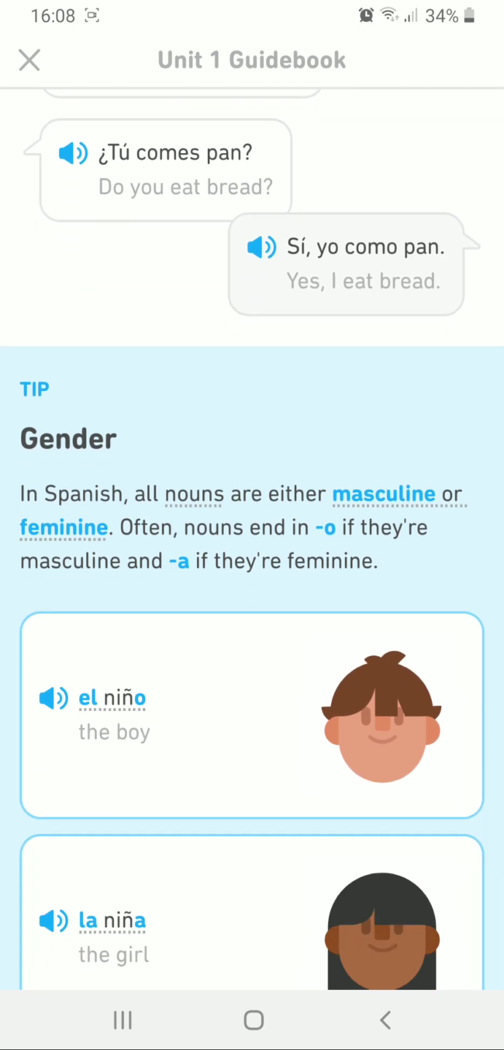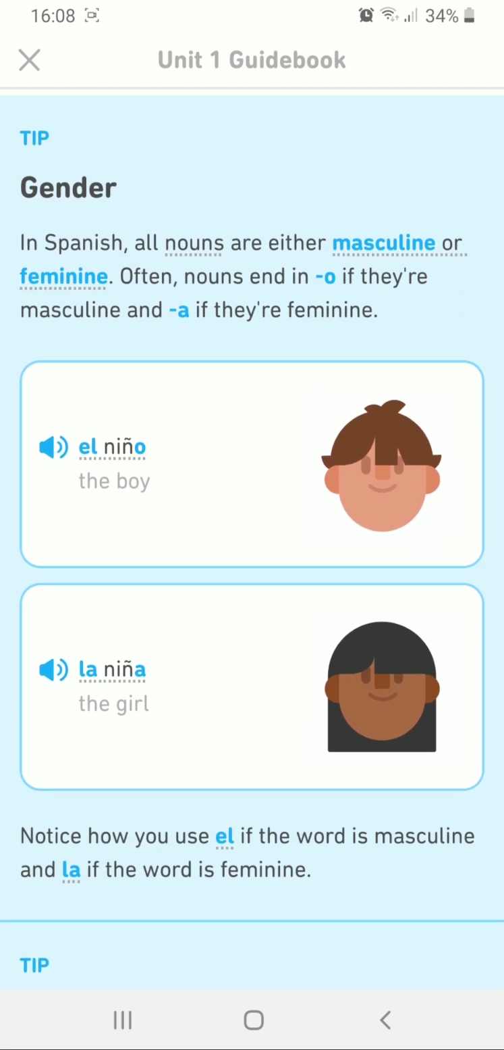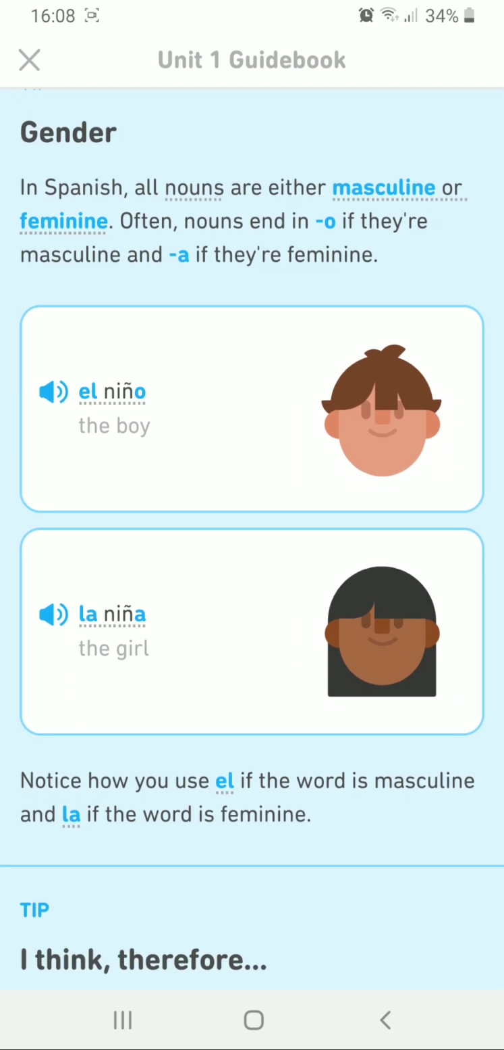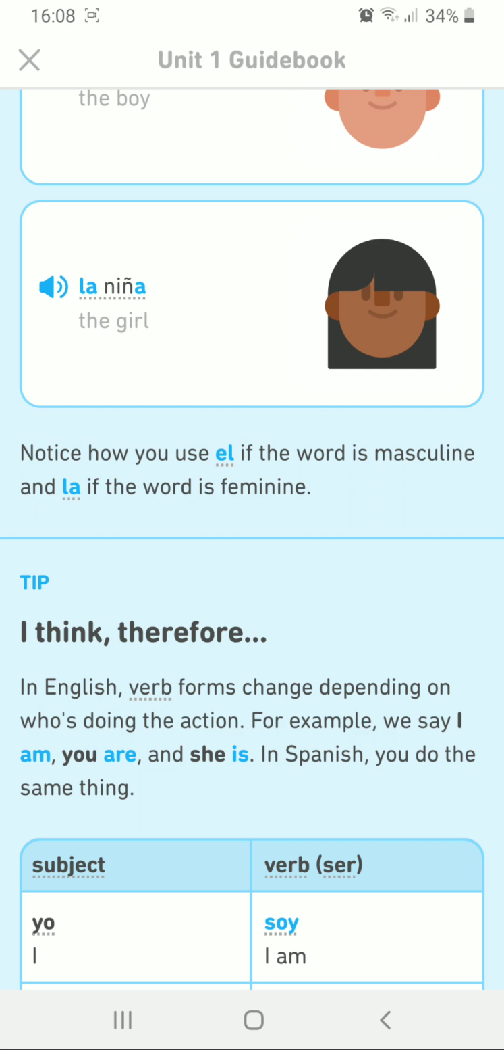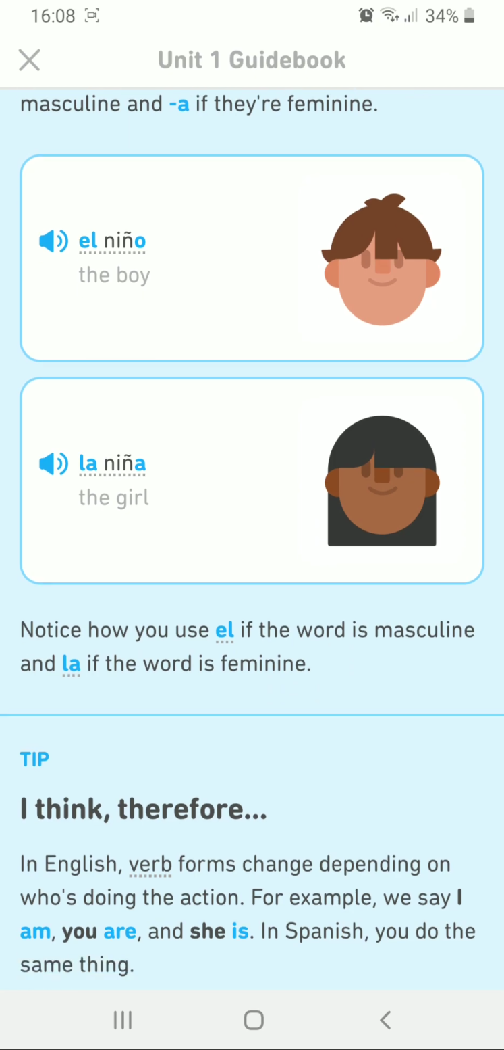So in Spanish, all nouns are either masculine or feminine. Often nouns end in O if they are masculine and A if they are feminine. So we have, for instance, el niño, la niña, and notice that we use articles. So we use el if the word is masculine and la if the word is feminine. So we say el niño but la niña.